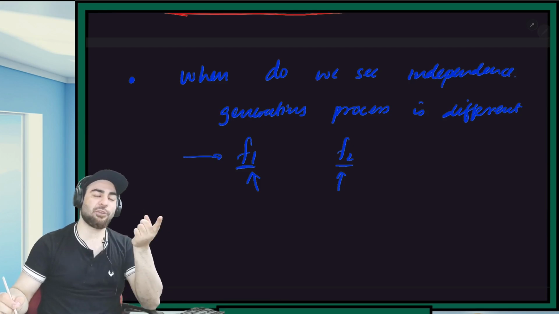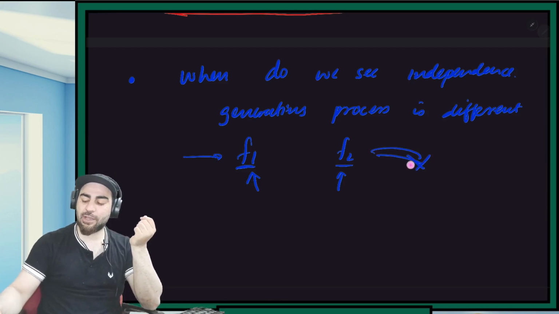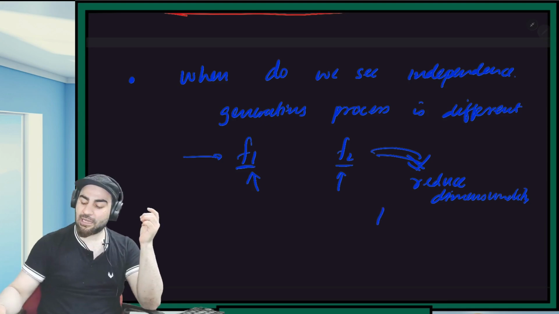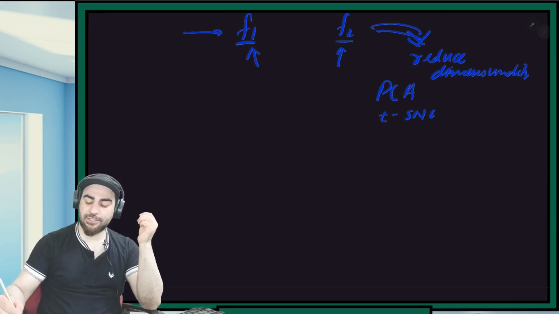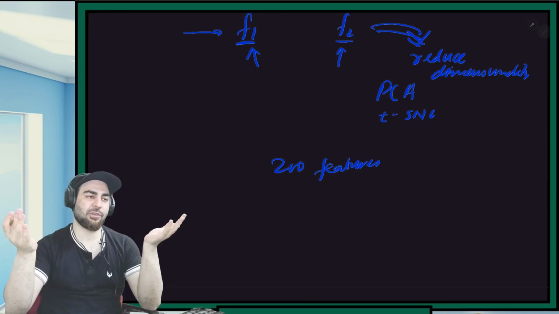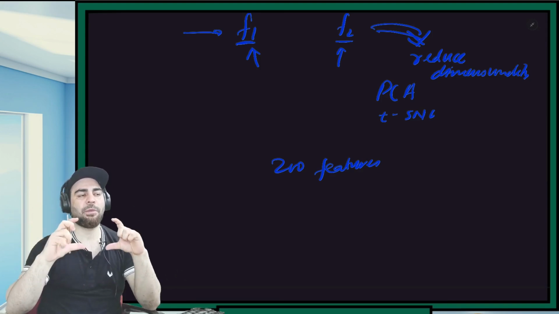So why am I telling you this? Because it is a consequence. That is why you can reduce dimensionality. What's the meaning of that? If you have heard about algorithms like PCA and t-SNE, let's suppose you have 200 features, but your algorithm is becoming very computationally expensive, and you are thinking, can I maybe reduce some features?